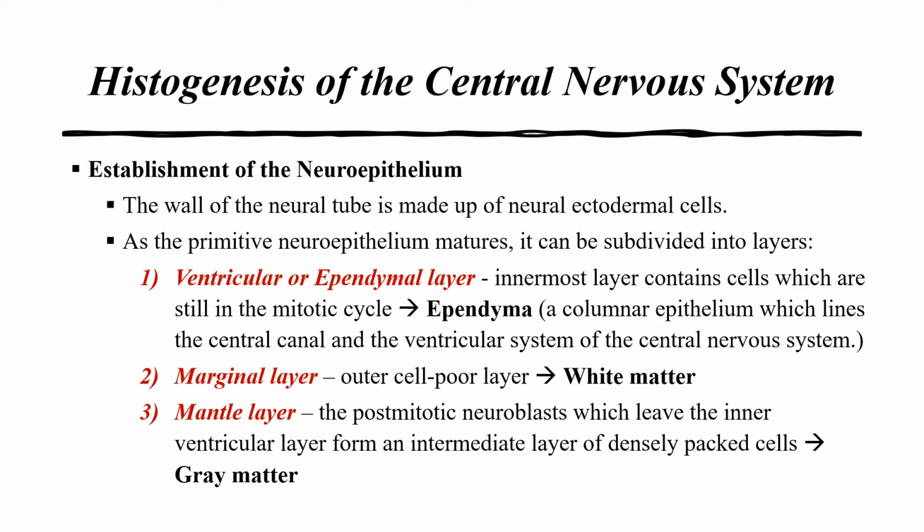And then next, you have the marginal layer. This is the outer layer, which is actually cell poor layer, and it includes the white matter. And then the mantle layer, this is the post-mitotic neuroblast, which leave the inner ventricular layer to form an intermediate layer of densely packed cells you call as your gray matter. Okay?